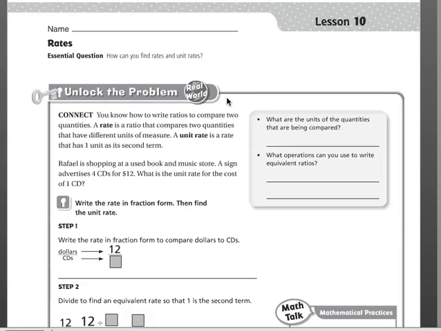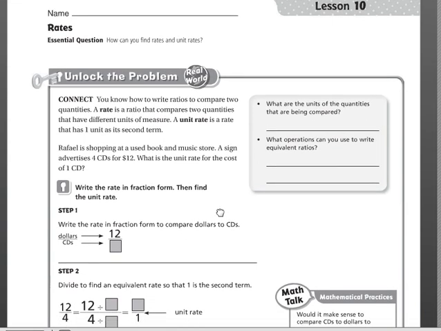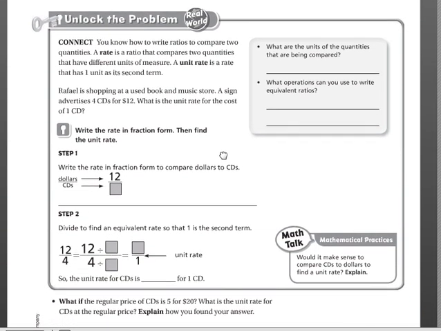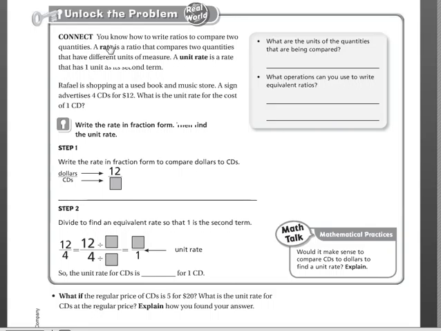So for today we're going to be talking about rates, and our learning goal is how can you find rates and unit rates. So we're going to be learning about unit rates and rates. If we look at this first part of your practice today, it's unlocking the problem, and it says you know how to write ratios, which compares two quantities like red buttons to blue buttons, or cats to dogs, or boys to girls.